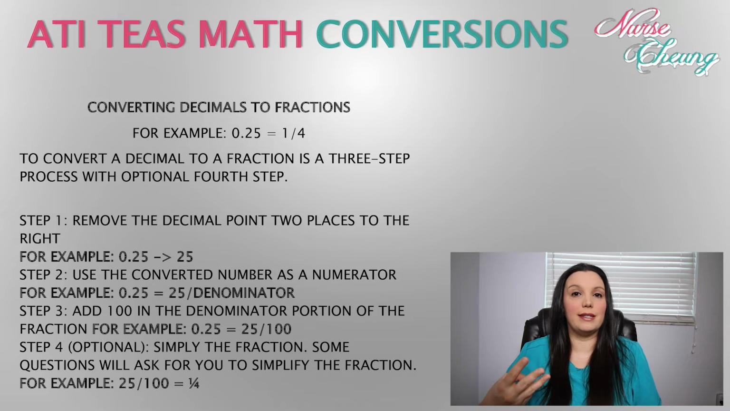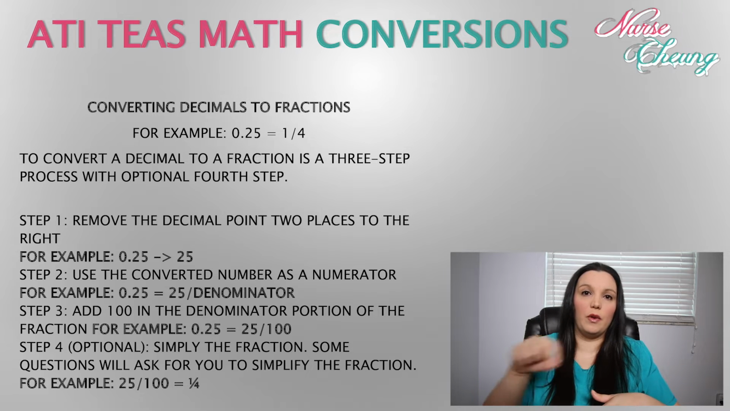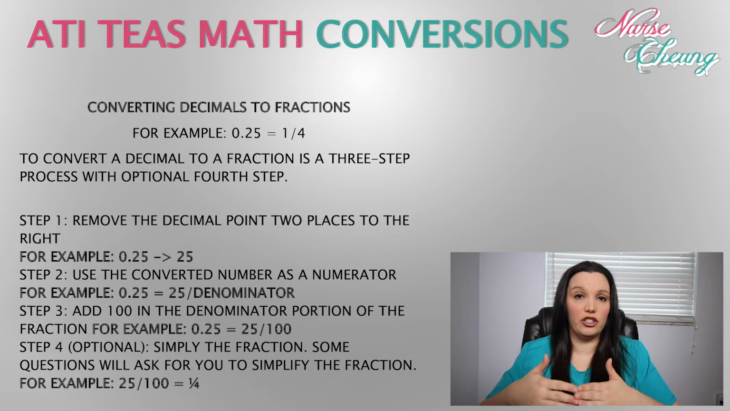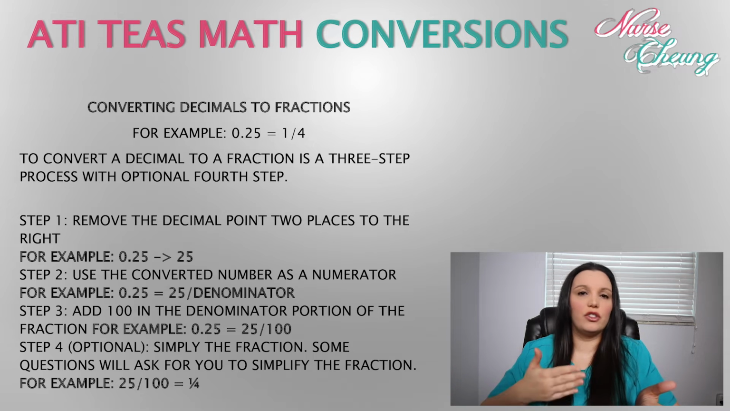Well, it's a 3-step process with an optional 4th step depending on what the ATI TEAS is asking you. So step 1, we're going to remove the decimal point. How do we do that? We move the decimal point 2 places to the right. So we're going to go ahead and move the decimal point behind the 2, that's once, and behind the 5, that's twice. If you have a decimal that is more than 2 digits to the right of the decimal place, you're not going to completely remove the decimal. You're just going to move it 2 places to the right. That's how you're going to get a whole number, and it's going to be easier for you when you're trying to create fractions from decimals.